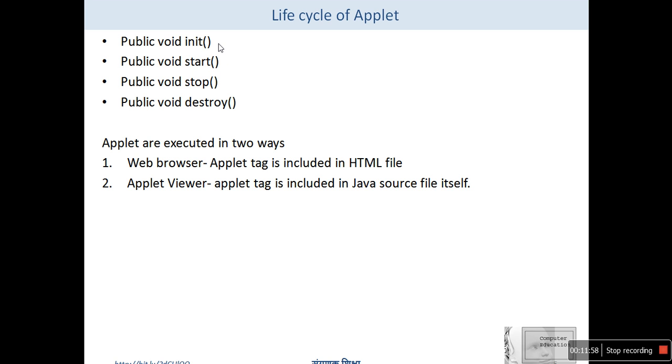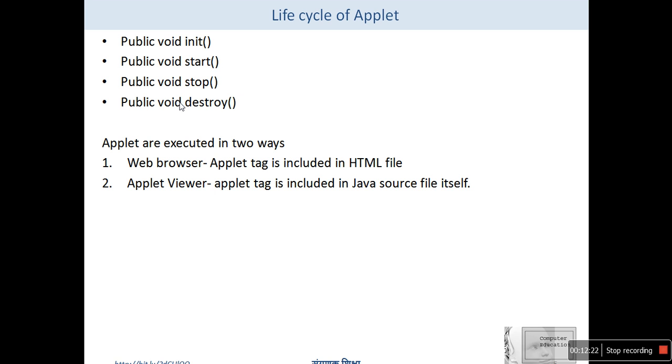Begin with the init method. The init method is like a constructor in your Java program. In this method we initialize all the components of the applet, and we can also provide some values to those components. Then we have a start method, in which the applet starts running. Then we have a stop method.